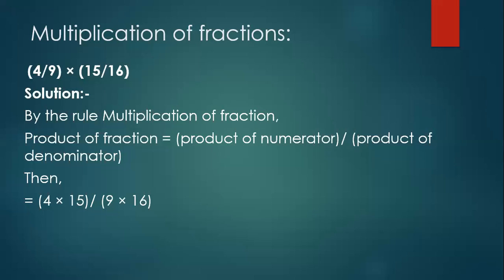Okay. What are the numerators? Numerators are 4 and 15. The denominators are 9 and 16. When we multiply 4 by 15, we get 60. When we multiply 9 by 16, we get 144. Okay. And these both are divisible by 12. So if we divide, we get 5 by 12.